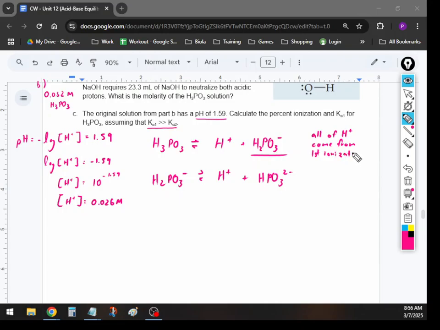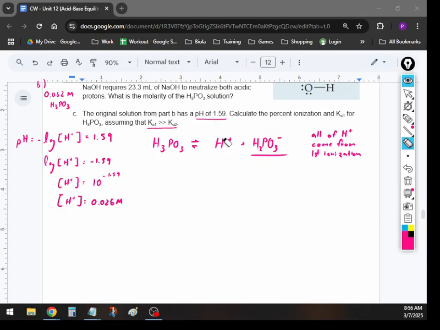Okay, and when we did the ice tables for the polyprotic acids, you guys remember how the value of H+ was very, very small for that second ionization? We don't need to do an ice table for this one because we can just assume the number is really, really small.